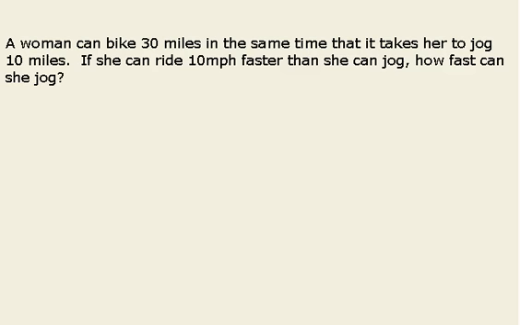So we got two different rates that we're talking about in this problem. We have a rate of this woman jogging, which I'll call J. We have a rate of this person riding her bike, which I'll call B. So here's two different rates, jogging and biking, right? And I know something about these two rates and how they relate to each other.